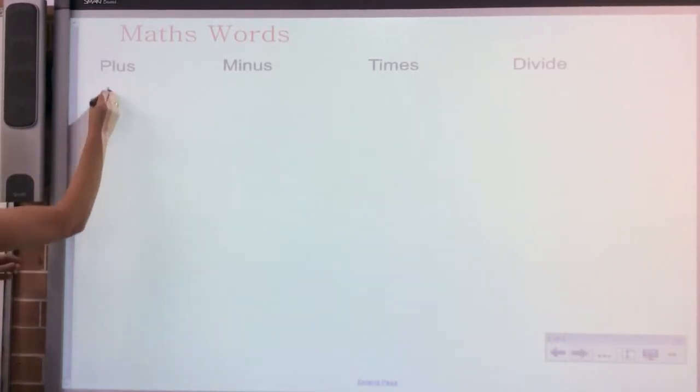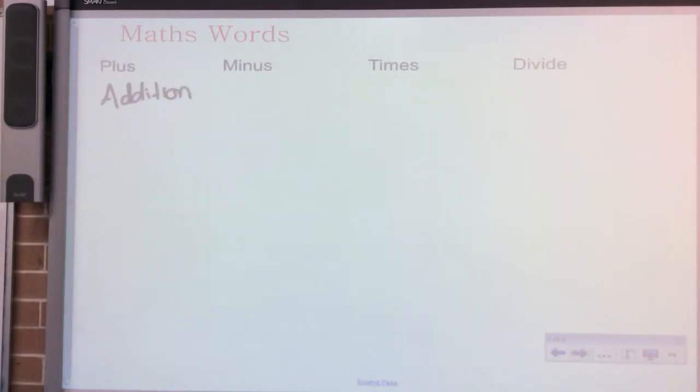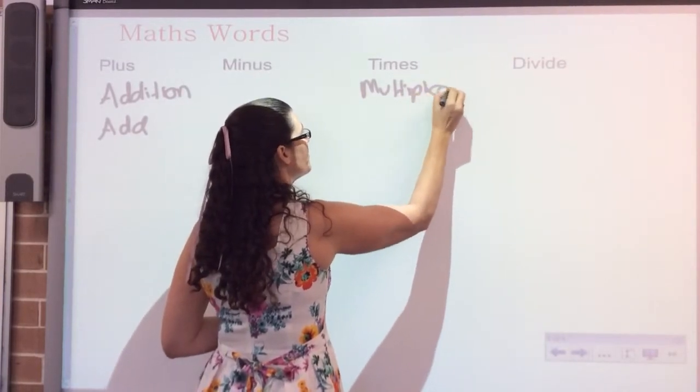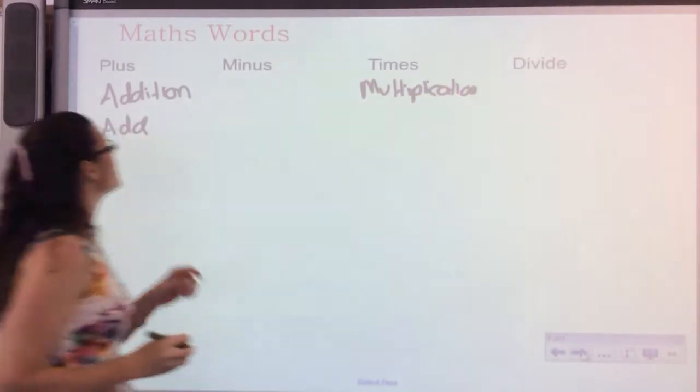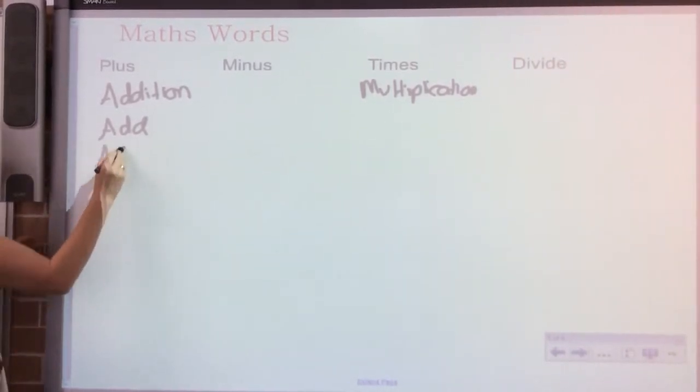Addition. Addition, excellent. How else could I say plus in a sentence? Add. Yep, we can have add, that's very similar to addition. Multiplication. Multiplication is not the same as plus. Okay, we'll get there. What is multiplication the same as? Times. So we can add that to this column over here. Okay, anything else on plus? Add on. It's pretty much the same as add, but yep.